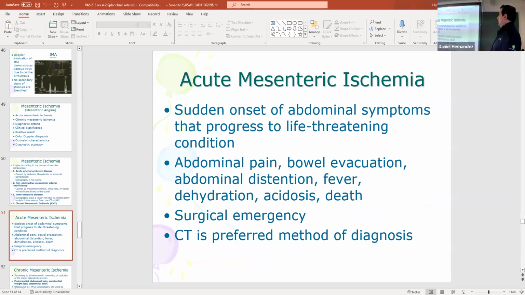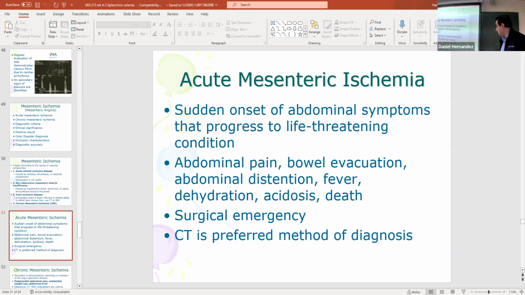So with acute mesenteric ischemia, it's again, sudden onset of those symptoms that can lead to a life-threatening condition. So acute mesenteric ischemia is life-threatening. That's why it's considered a medical emergency. They present with abdominal pain, bowel evacuation, abdominal distension, fever, dehydration, acidosis, could eventually lead to death. So again, this is considered a surgical emergency.